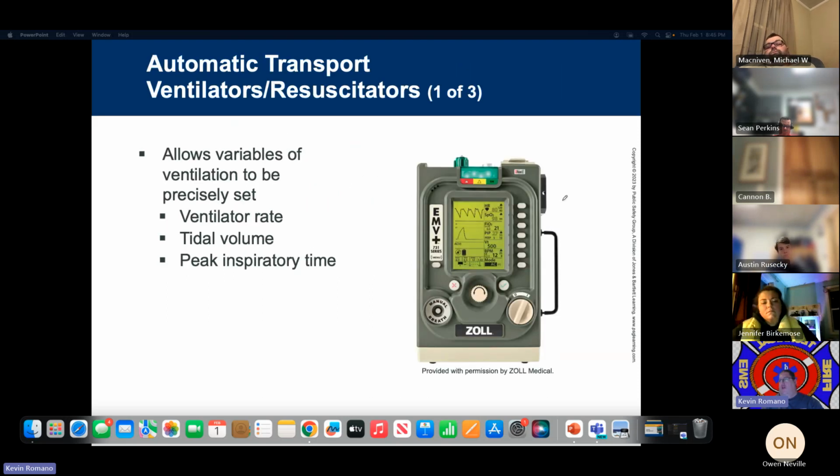Right? This is a transport ventilator, what they call an EMV, or they also have the ones that are blue as well. But this is a Zoll vent. It allows you to precisely set ventilator rate, tidal volume, and peak inspiratory time. I am not teaching a vent class. These are the vents I'm very familiar with, so if you ever want to learn about them another time, I can teach it to you offline. But I'm not going to go into detail on how these ventilators work. You really don't have to know much about these, so you're not going to be tested on them. But this is what they call a transport ventilator.